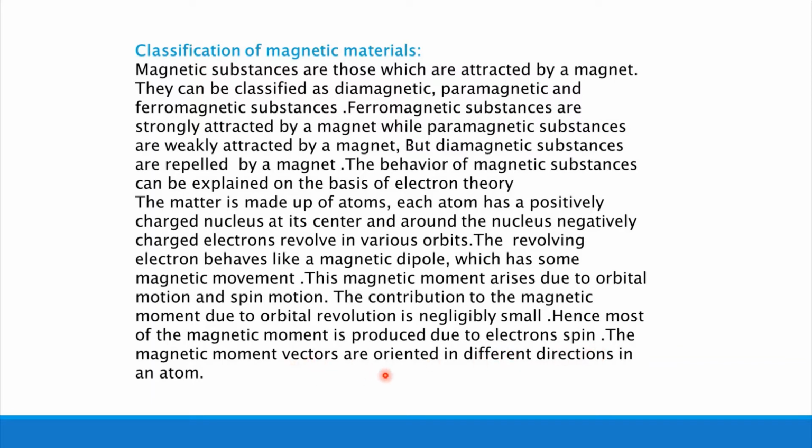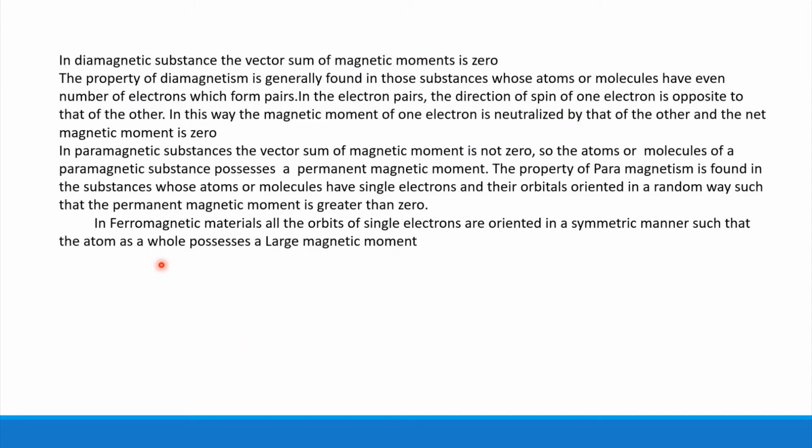The magnetic moment vectors are oriented in different directions in an atom. In diamagnetic substances, the vector sum of magnetic moments is zero. The property of diamagnetism is generally found in those substances whose atoms or molecules have an even number of electrons which form pairs. In the electron pairs, the spin direction of one electron is opposite to that of the other. In this way, the magnetic moment of one electron is neutralized by that of the other, and the net magnetic moment is zero.